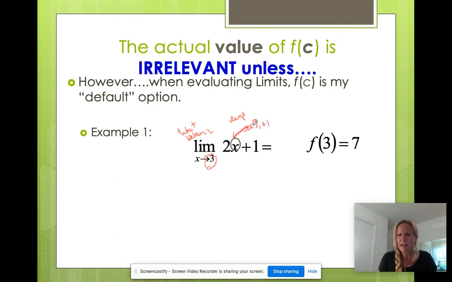Well, look at the range values all around there. If you plugged in 2.9 or 3.1, you wouldn't get 7, but you'd get numbers really, really close to 7, wouldn't you? That's the behavior.